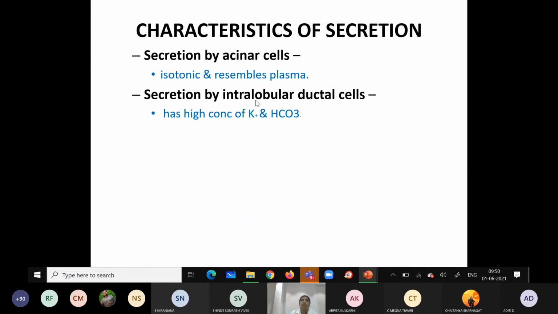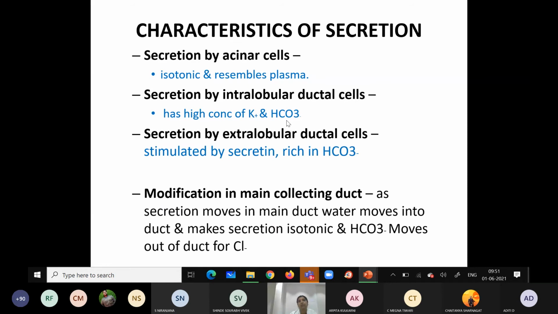Now we will see the acinar cells, which secrete only enzymes. Their secretion is isotonic and exactly resembles the composition of plasma, whereas secretion by the intralobular ductal cells, meaning the aqueous portion of pancreatic juice, is hypertonic to plasma, right? The isotonic is only the acinar cell composition, whereas the hypertonic is the intralobular, the aqueous portion, because it has a high concentration of bicarbonate and potassium. Now secretion by extralobular ductal cells. Now these are the intralobular ducts, these are the extralobular ducts.